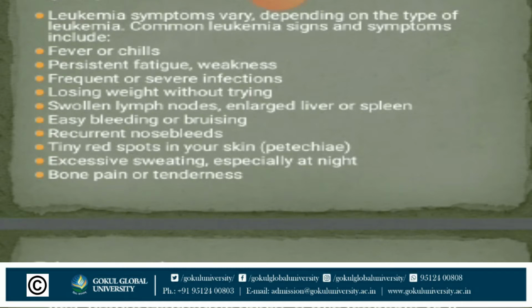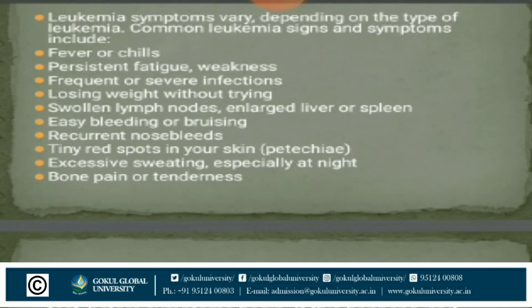So these are all common symptoms of leukemia, like fever and chills. Persistent fatigue and weakness are other common things. Frequent or severe infection occurs because our immune system is affected, and our red cells, white blood cells, and platelets are also affected in leukemia. Then losing weight without trying, continuous weight loss, swollen lymph nodes, enlarged liver or spleen, easy bleeding or bruising, then recurrent nosebleeds. Nosebleeds are very common in leukemia. Then tiny red spots, excessive sweating, and bone pain or tenderness.